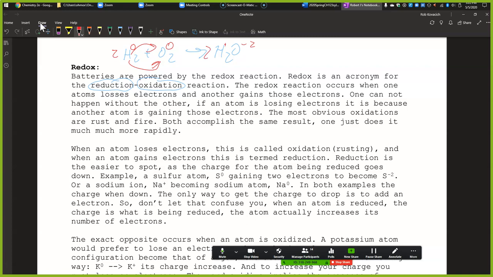So who was reduced and who was oxidized in this reaction? The H's were reduced. No, they weren't. Oh, right, because it's electrons. Reduced, I totally get what you're saying. So when you say reduced, you're thinking, okay, it lost something or gained something.